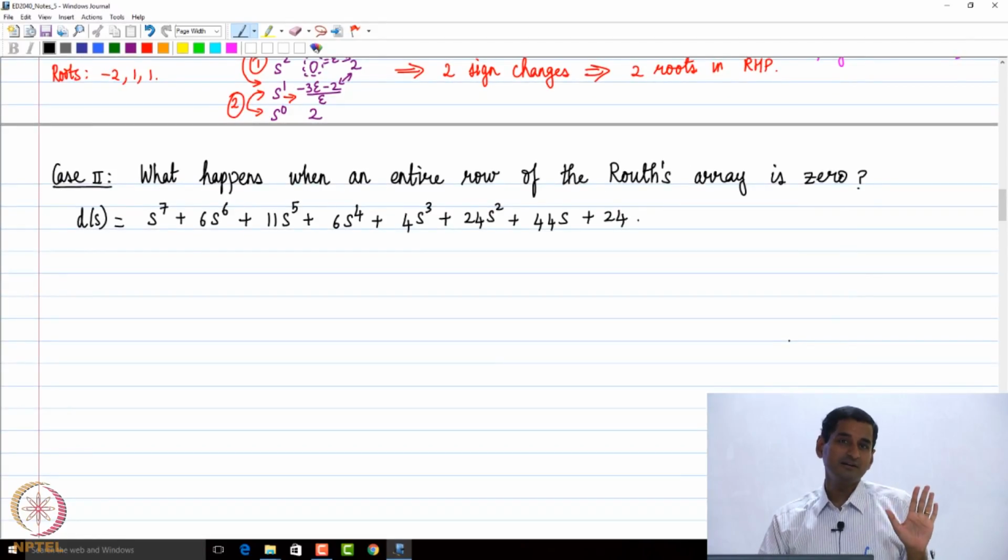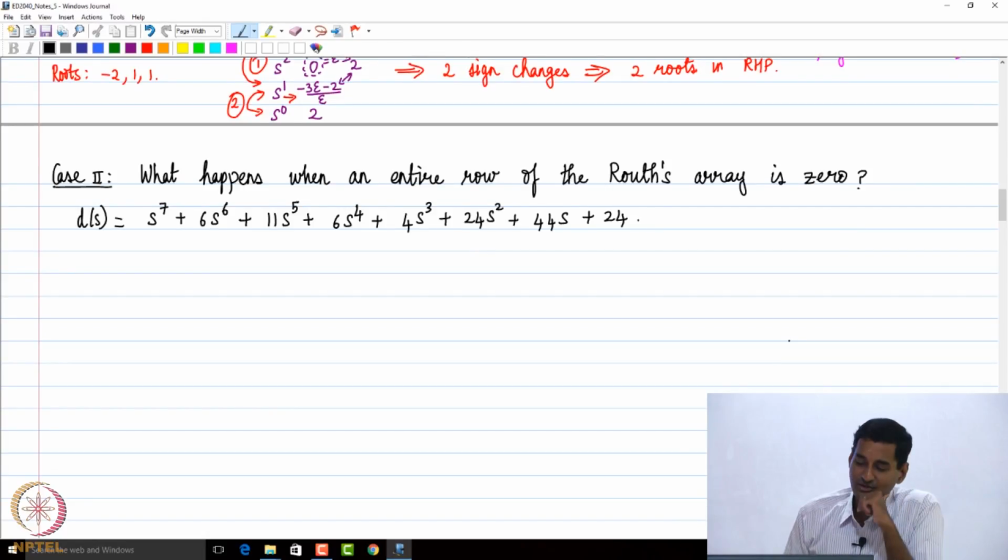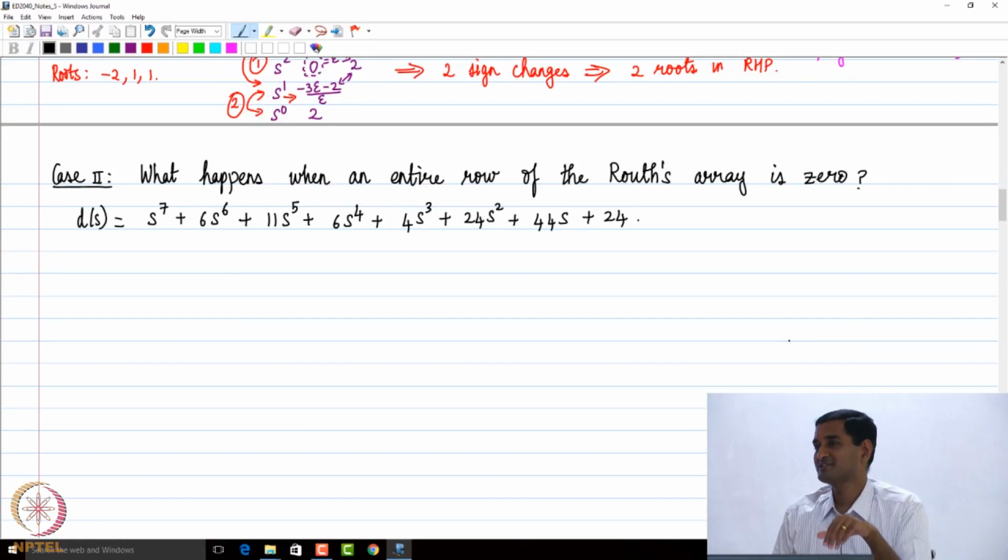Of course I could have taken a simpler polynomial with a lot of coefficients being 0, but I purposefully constructed an example where the necessary condition is satisfied. Do you agree that all coefficients are non-zero and of the same sign? Yes. So suppose you have a 7th order system whose transfer function denominator polynomial is this, then how do you find out whether it is stable or not? Now we see the usefulness of the Routh's criteria.